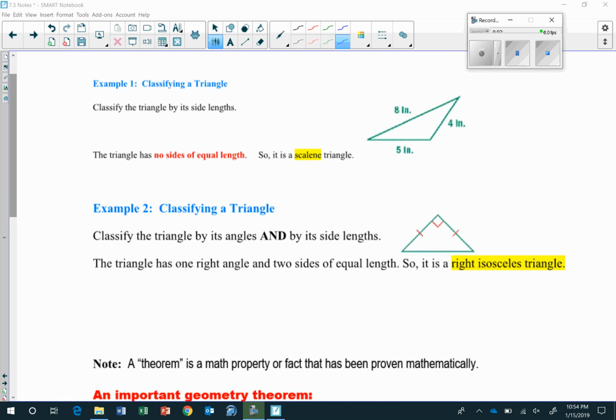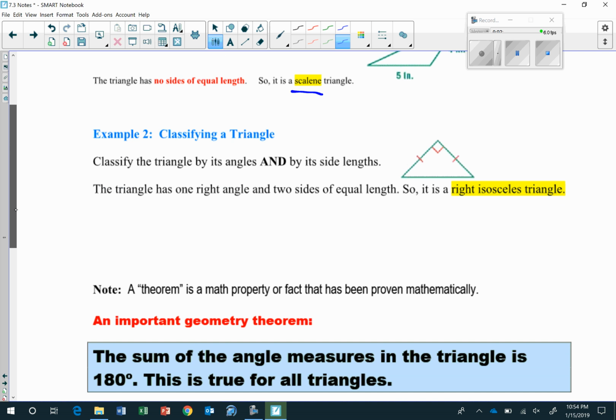So on the back side, there's an example, and it says to classify the triangle by its side lengths. So if you look at the side lengths that were given, 4, 5, and 8, none of those are the same. So this one would be a scalene triangle. Okay, no sides are the same.